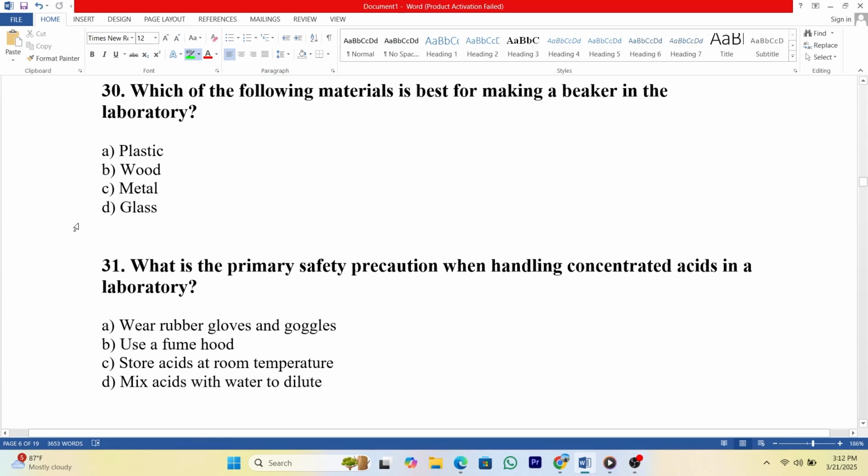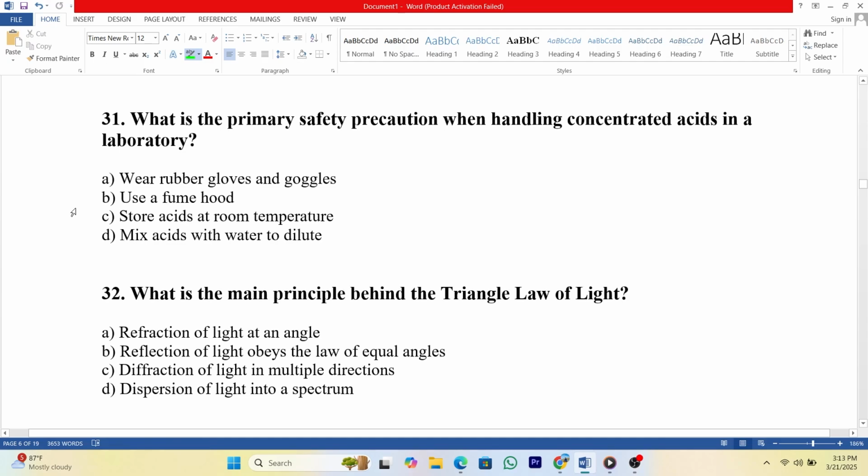30. Which of the following materials is best for making a beaker in the laboratory? A. Plastic. B. Wood. C. Metal. D. Glass. Answer, D. Glass. 31. What is the primary safety precaution when handling concentrated acids in a laboratory?